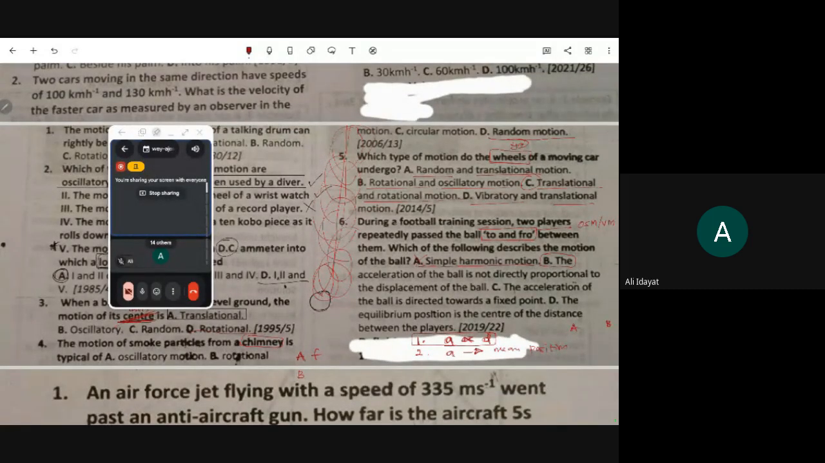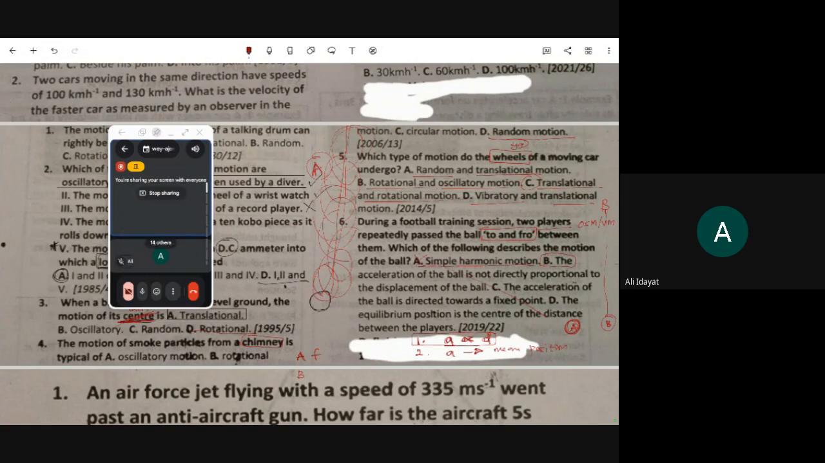During a football training session, two players repeatedly pass the ball. We are not sure that A throws to B and B throws back to A; A can run here and pass to B. So the displacement or the direction varies. It's not directly proportional. That is the correct answer. The acceleration of the ball is not directly proportional to the displacement of the ball.